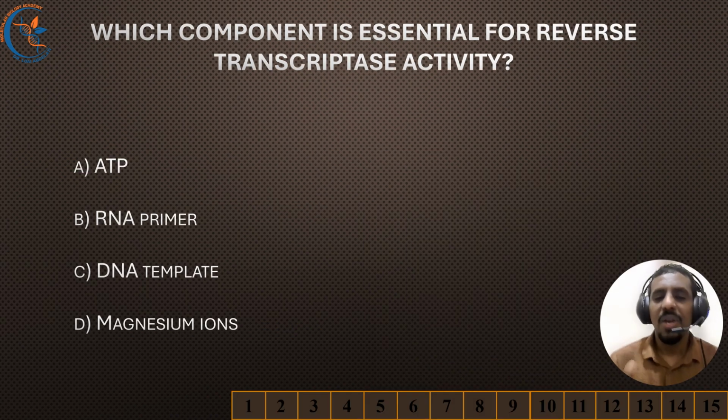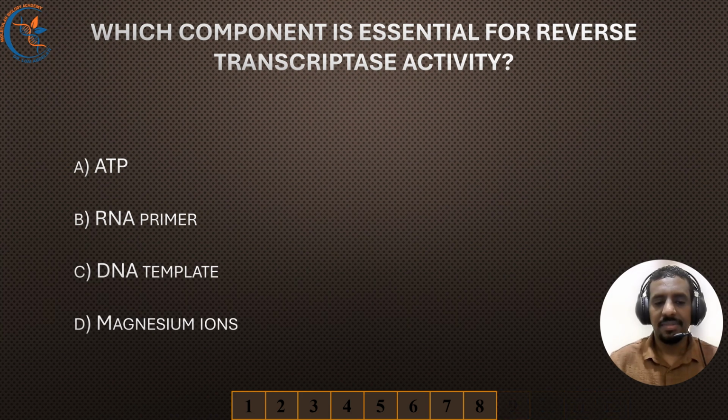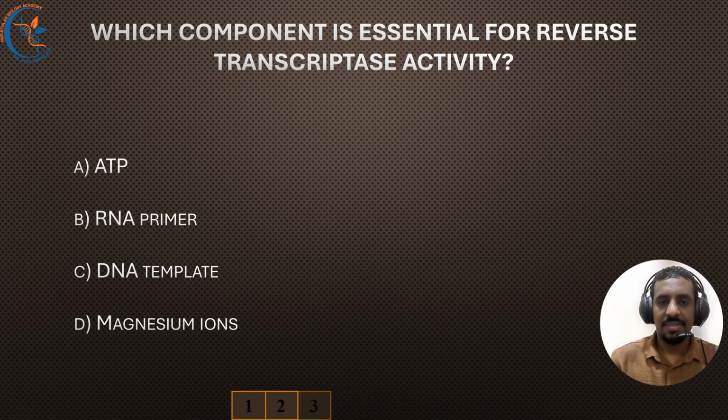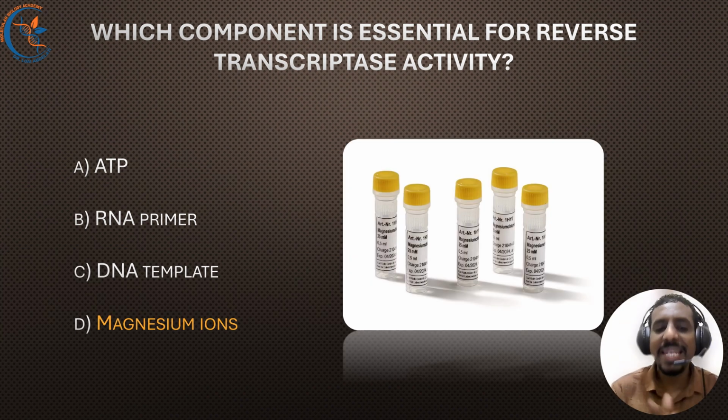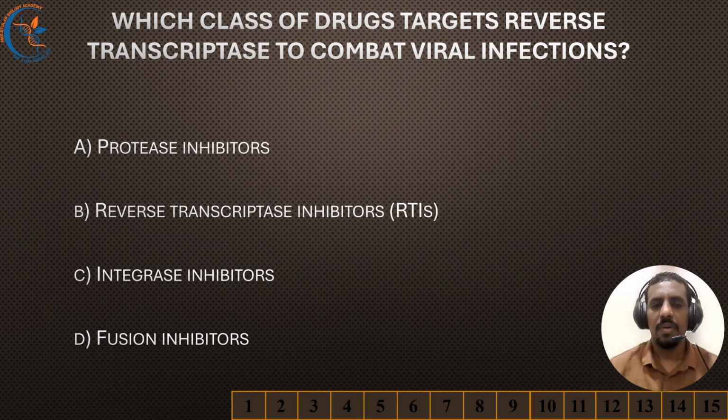Okay, next question. Which component is essential for reverse transcriptase activity? The correct answer is magnesium ions. Reverse transcriptase requires magnesium ions as a cofactor to catalyze cDNA synthesis, similar to many polymerases. All right, let's move on.